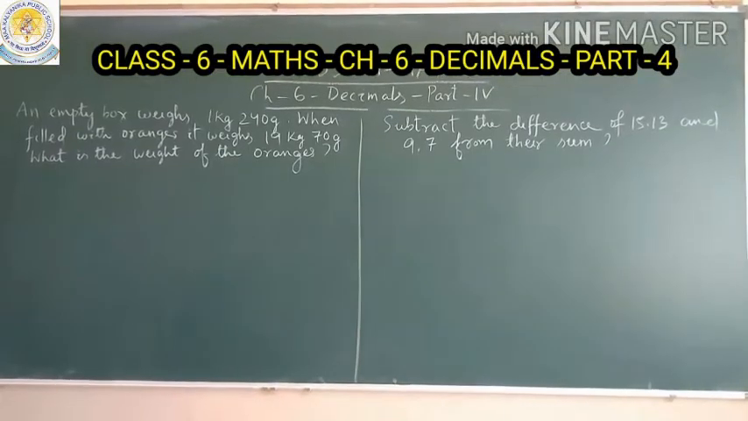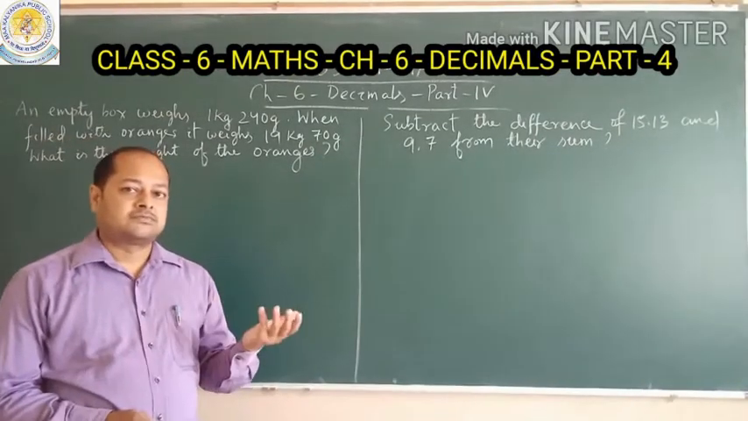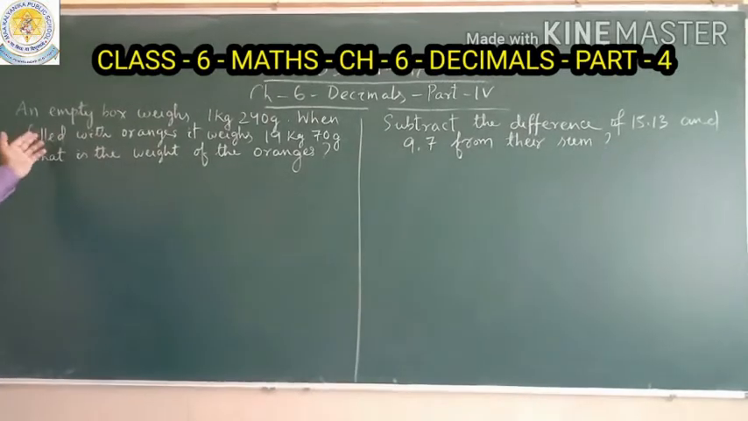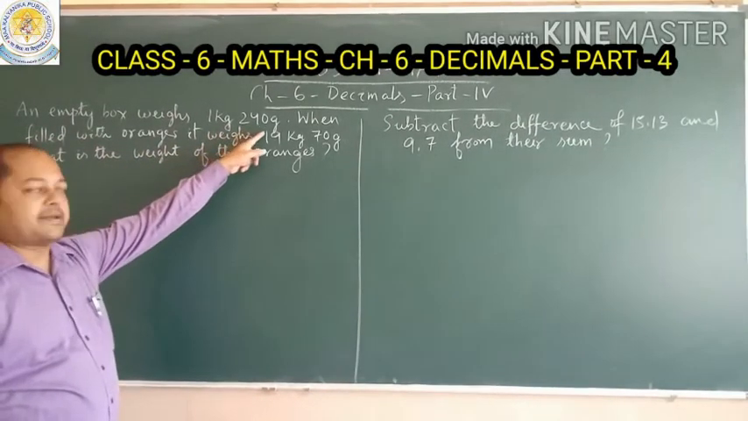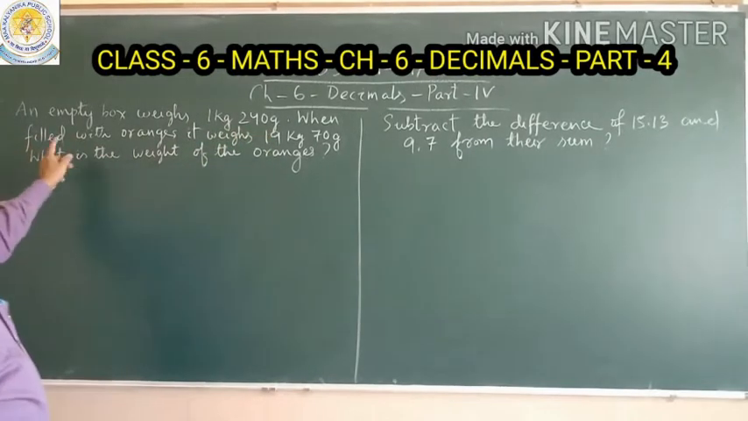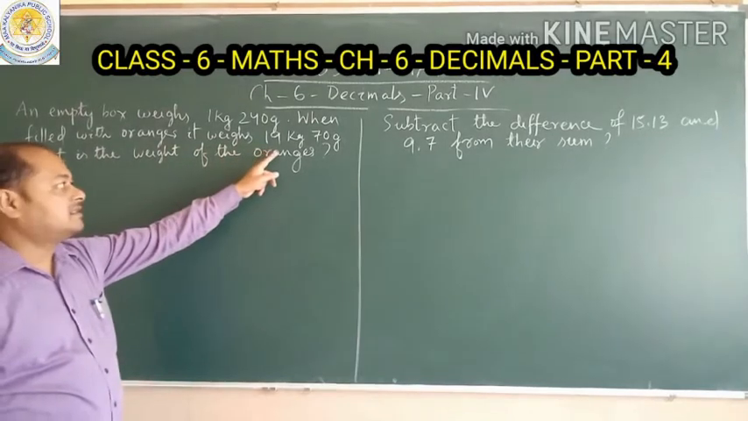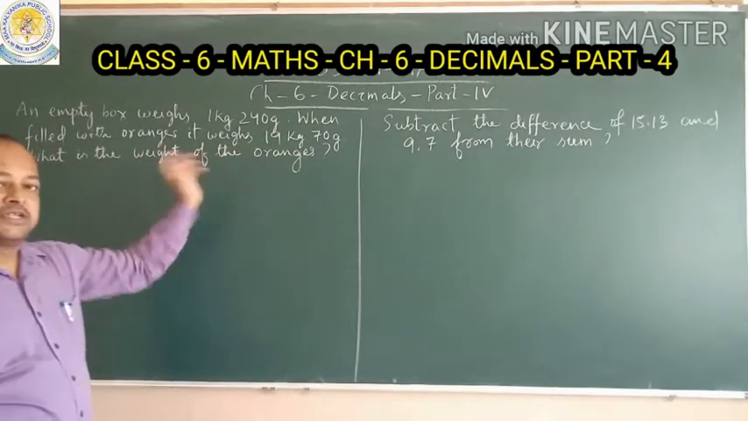Now look at some more questions. In these questions some subtraction operations we are going to solve. So look at this question. An empty box weighs 1 kg 240 gram. When filled with oranges it weighs 19 kg 70 gram. What is the weight of the oranges?